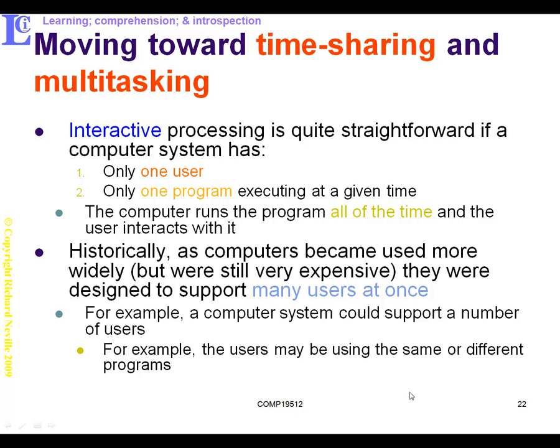So if we're looking at this concept of time sharing and multitasking, the first thing we have to introduce is that a computer, when it's more widely used, needs many users to be supported at once. So how would that be done for different programs? Let's move into introducing these concepts a bit more in detail on the next few pages.